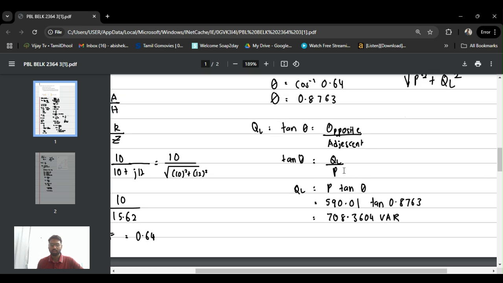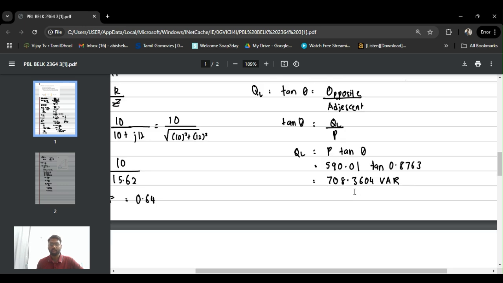So previously we already know the power value and the angle value. So now we can substitute P into here, which is reactance equals to power times tangent phi. So 590.01 times tangent 0.8763 will give you 708.3604 VAR. So this is our reactance.